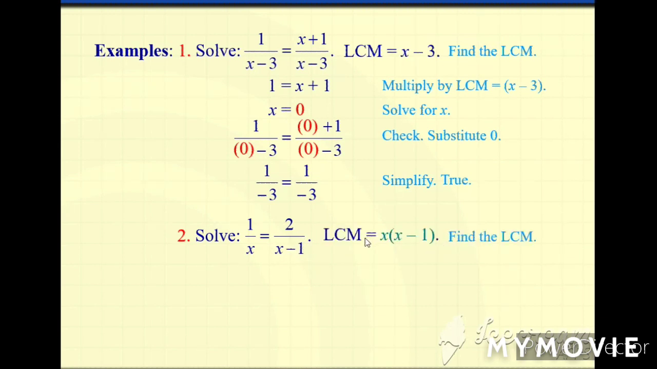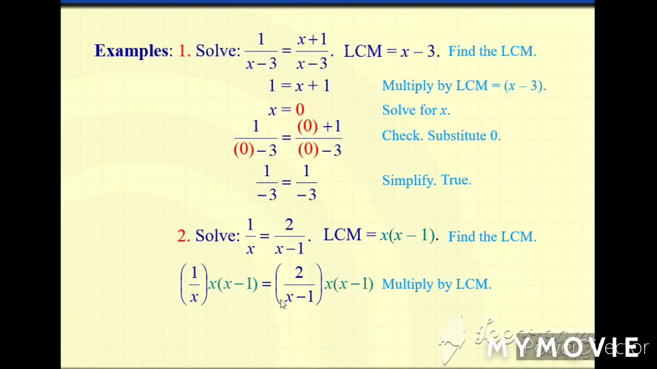So for the LCM, x times quantity x minus 1, which is our denominator, find the LCM. So our equation 1 over x multiplied by the LCM x times x minus 1 equals quantity 2 over x minus 1 times the LCM x times x minus 1. Okay, so that is our step, multiply by LCM.